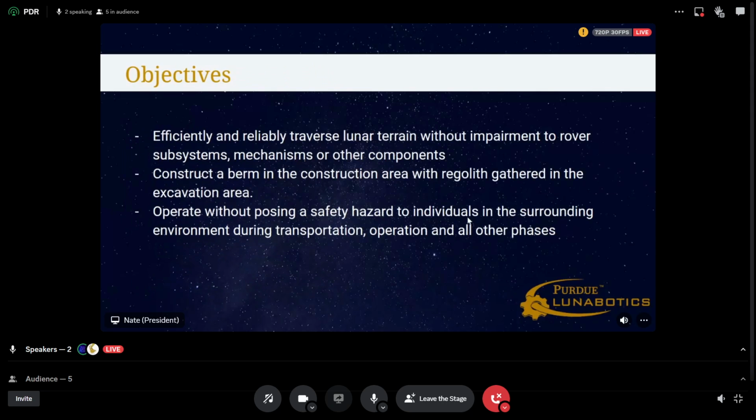Objectives, yes, that was the first part. Basically, the things we covered earlier in terms of the goals of the competition: efficiently traverse the terrain, construct a berm while avoiding obstacles, and operate without posing any hazard to people around it.